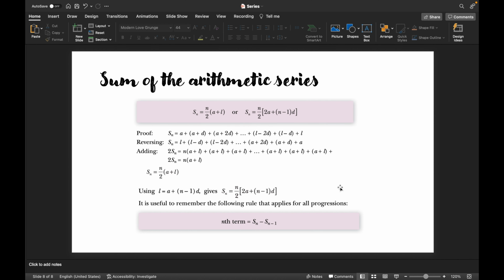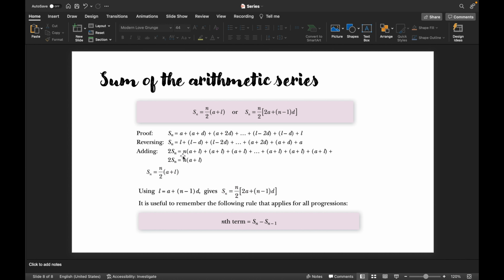Here we're going to talk about the proof. We know that Sn is basically the sum of the arithmetic progression, right? The first term is a, the second term is a plus d, and so on. If we keep adding that, we're going to end up with this. Now if we reverse this, meaning we write l first, then l minus d, then l minus 2d, and so on, we can write this.